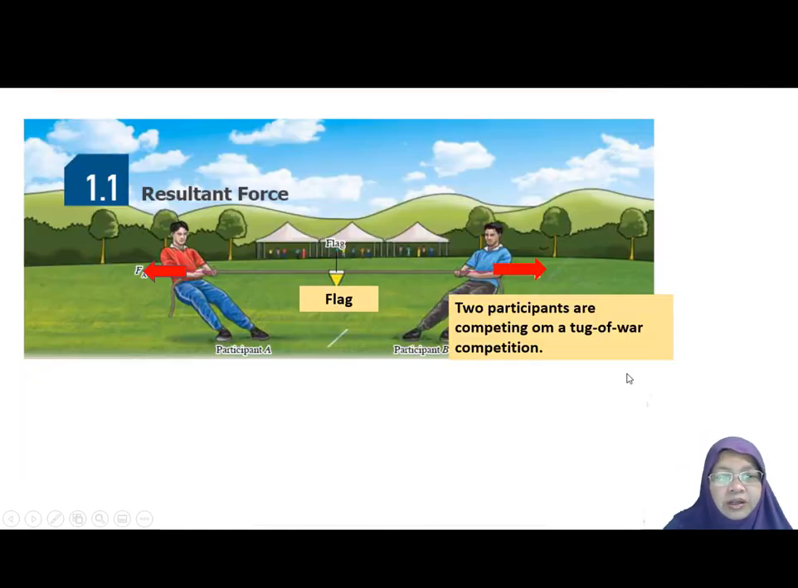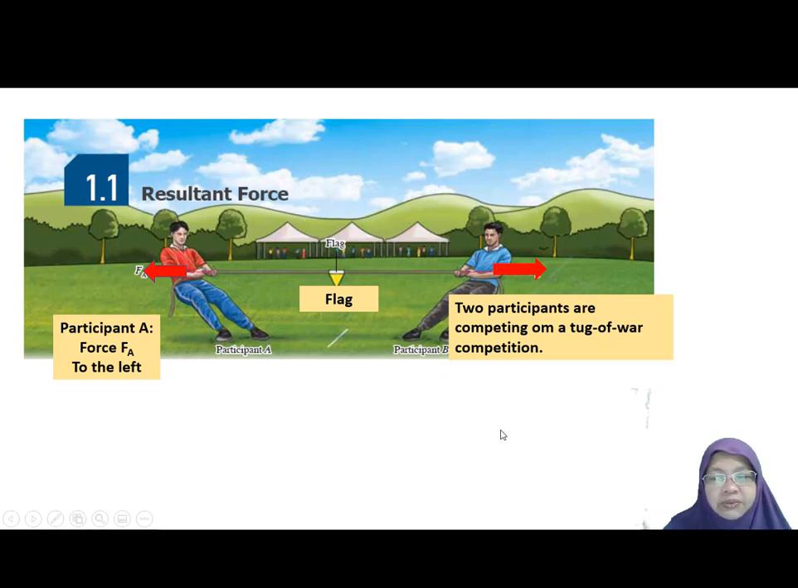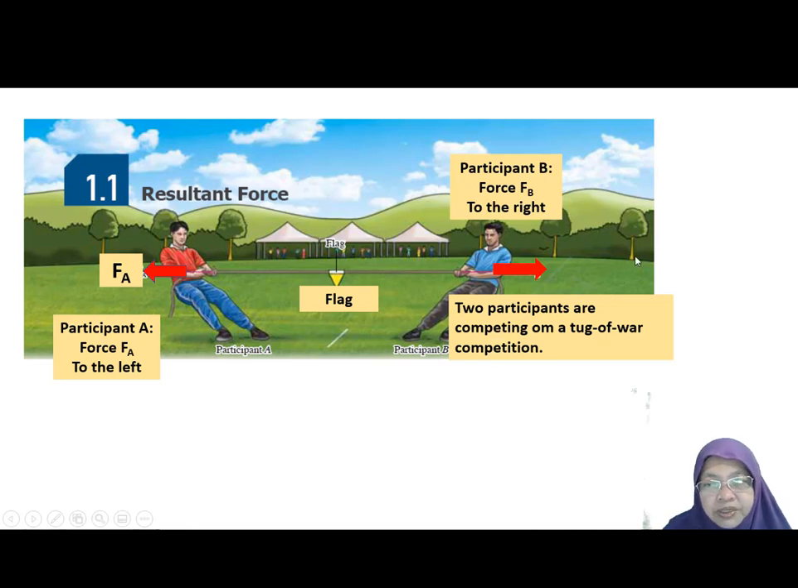Okay. Now, look at this picture. Two participants are competing on a tug of war competition. Tarik tali kan. Okay, so we have participant A apply a force FA to the left, and we have participant B apply force FB to the right. Okay, so this FA, this FB, and here is the flag.